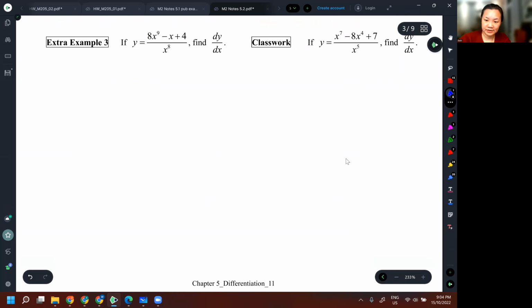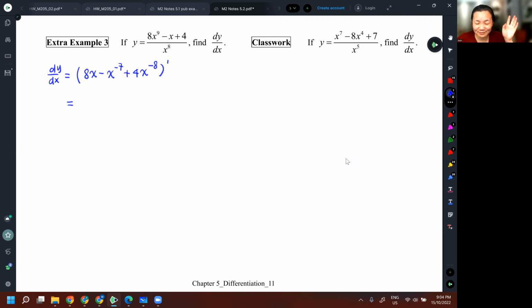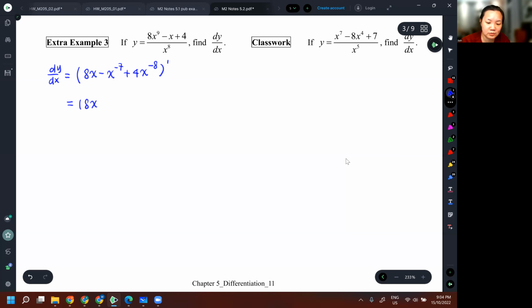Extra example, dy/dx. Now this is a fraction. In order to use our rule, I will split it into 3 terms. The first one is 8x. The second one is x to the power -7. The last one is 4 times x to the power -8. Okay. And I'll use the prime and the d/dx at the same time. So yes, sometimes I do that. And then each time, each one.